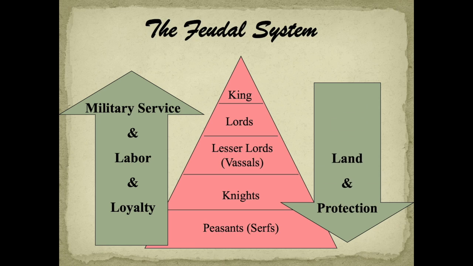So the king gives land and protection. Serfs are loyal. Knights give military service. Serfs work the land for the lords, and the lords give that to the king. It's kind of complicated, but serfs work the land and knights protect the land. The goods the serfs grow go to the lords, the vassals get a portion, and the rest goes to the king. Simple, but we're going to go over it some more.